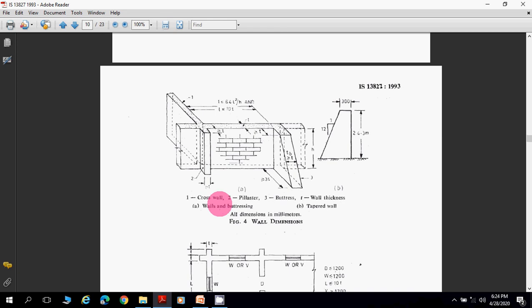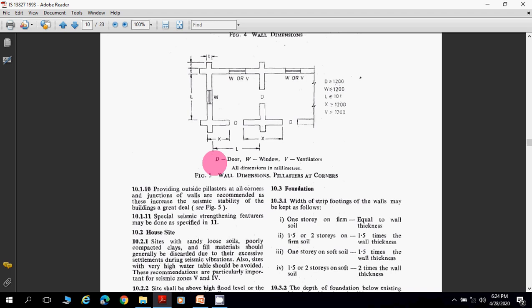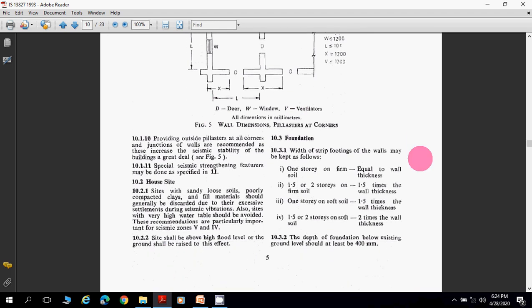So how the construction of masonry wall is to be done. Then the doors and windows. So the maximum width of doors and windows should be kept 1.2 meter, and the distance of openings from the wall corners should be kept maximum 1.2 meter. Then the length of pilaster should be kept equal to the thickness of wall. So these are the wall dimensions and pilasters at the corners.